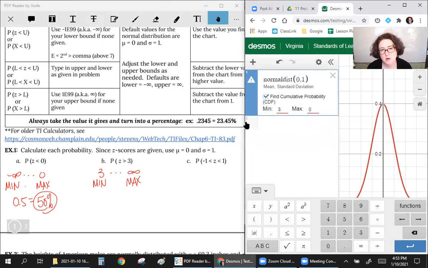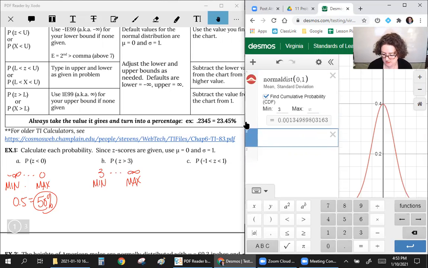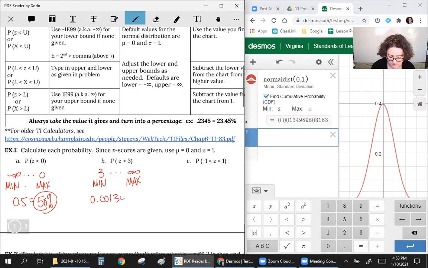My maximum, to go up to infinity, all I'm going to do is delete and hit enter, and it automatically fills in the default value, which on the maximum is infinity, and it gives us that teeny tiny decimal. So we have 0.001349, etc. And just like before, I'm going to round things to 2 decimal places in my final answer. So that means I've got to move my decimal place over 2 places to write this as a percentage. So this is really 0.13%.